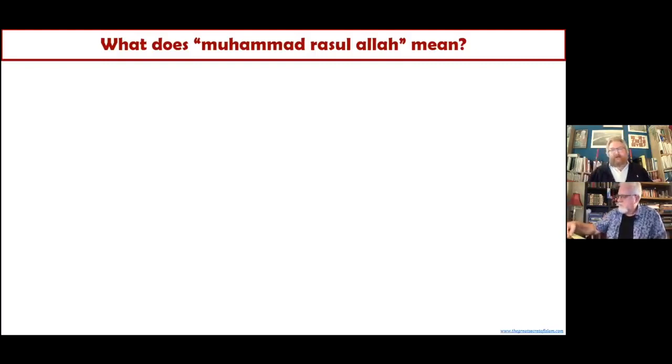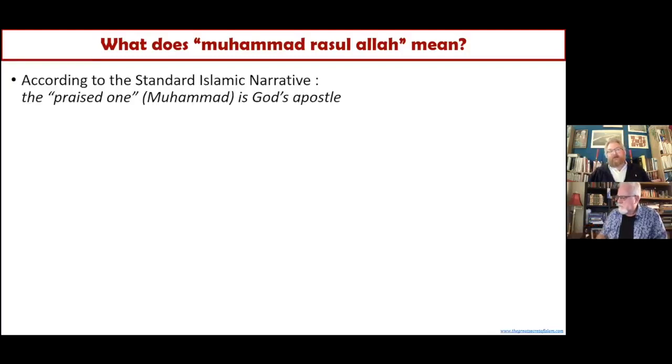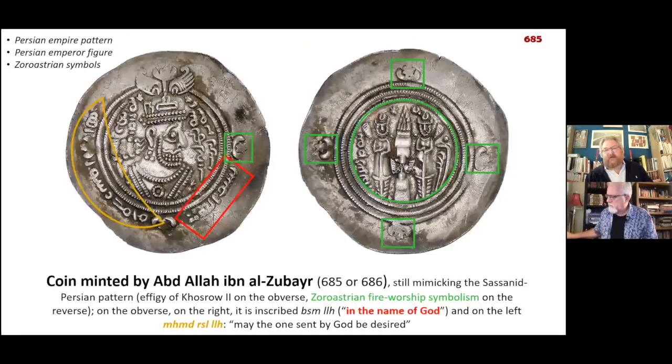I think we have to go back to the meaning, the Hebrew and Aramaic meaning I told you about, which is the coveted one. According to the standard Islamic narrative, of course, when a Muslim sees such a coin, he would say, this is the most Islamic coin of all because there is the Shahada in it, Muhammad Rasulullah. But could it be an Islamic coin with all those Zoroastrian symbols, and with the Persian emperor figure, and with the Persian empire pattern?